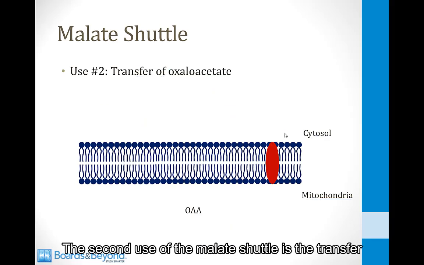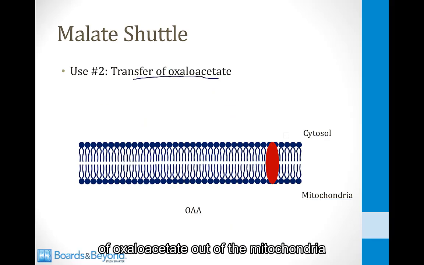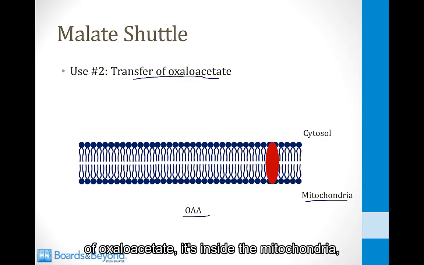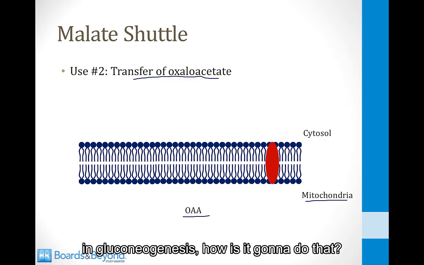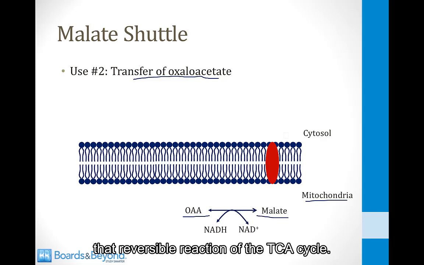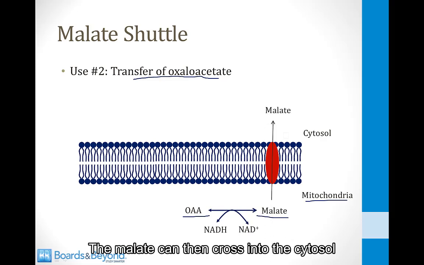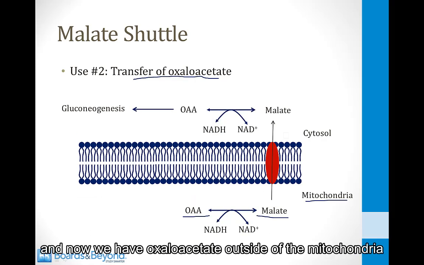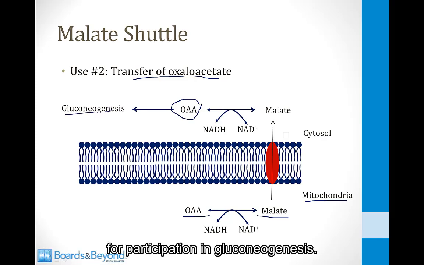The second use of the malate shuttle is the transfer of oxaloacetate out of the mitochondria for participation in gluconeogenesis. So to understand this, let's imagine that we have a molecule of oxaloacetate. It's inside the mitochondria, and it wants to get out so it can participate in gluconeogenesis. How is it going to do that? Well, first we'll convert it to a molecule of malate using that reversible reaction of the TCA cycle. The malate can then cross into the cytosol, and then the reaction can be reversed in the cytosol, and now we have oxaloacetate outside of the mitochondria for participation in gluconeogenesis.